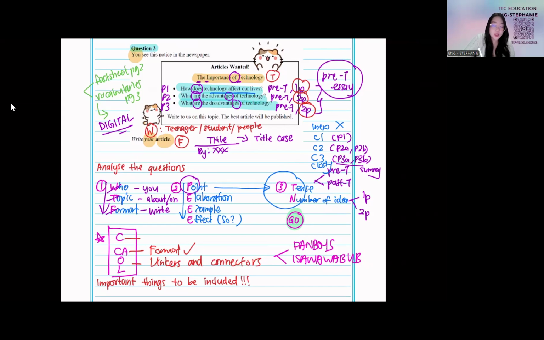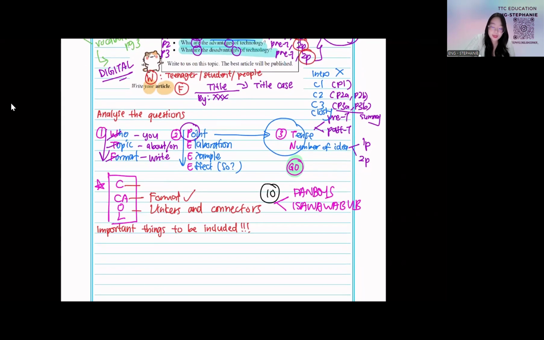Right? Try to challenge yourself, or at least achieve, for a length of like 200 to 250 words, try to use 10 different linkers and connectors. Okay, so we will try to do that later.